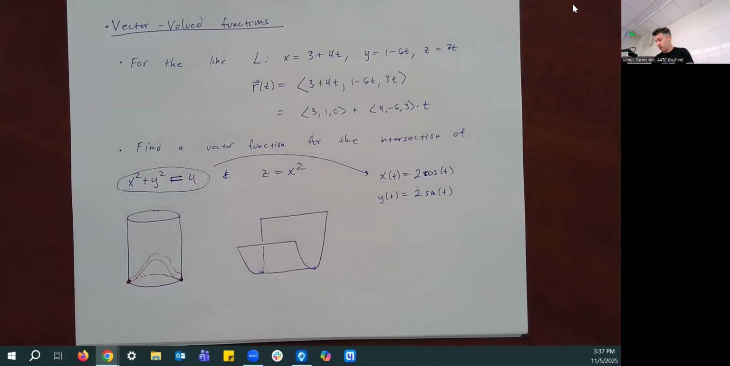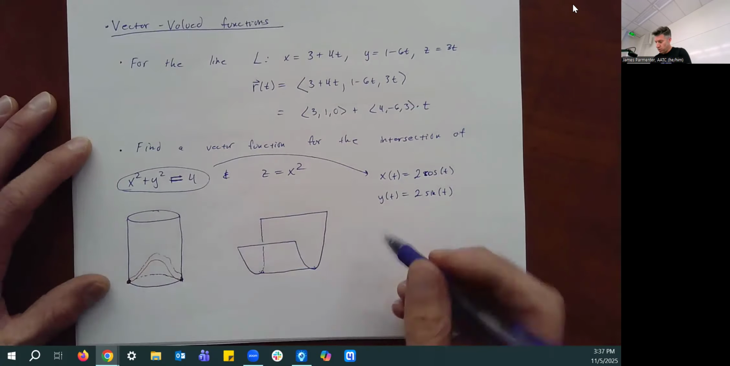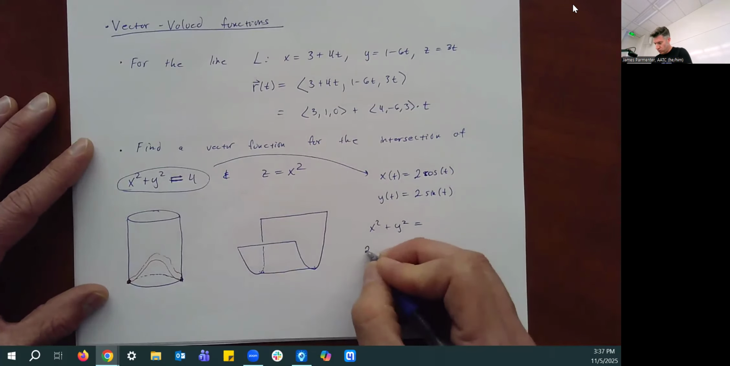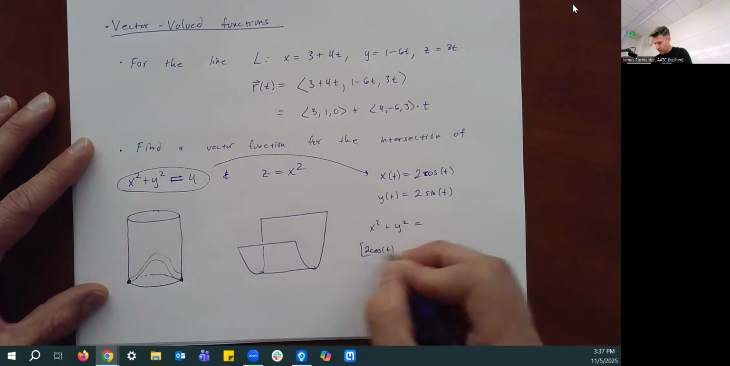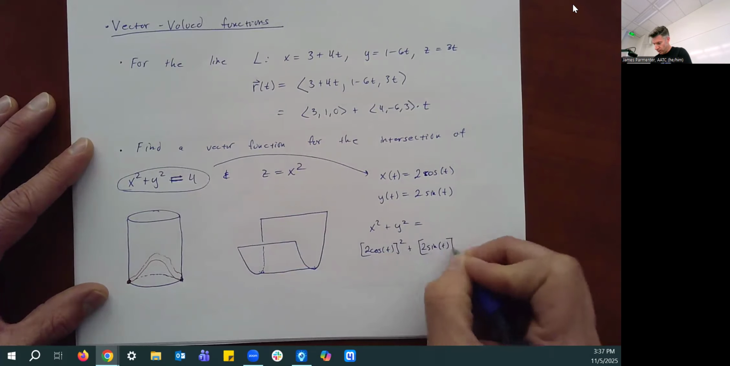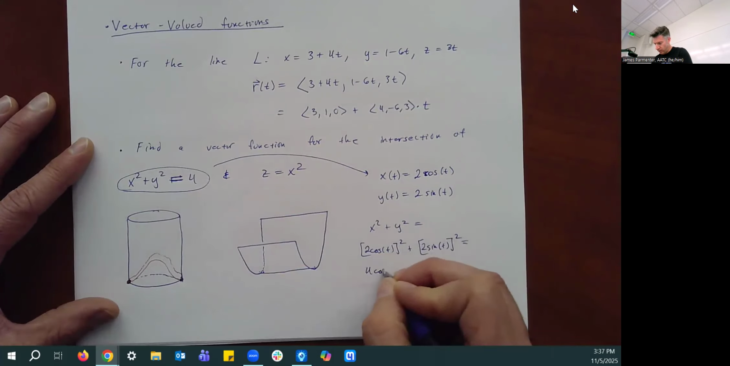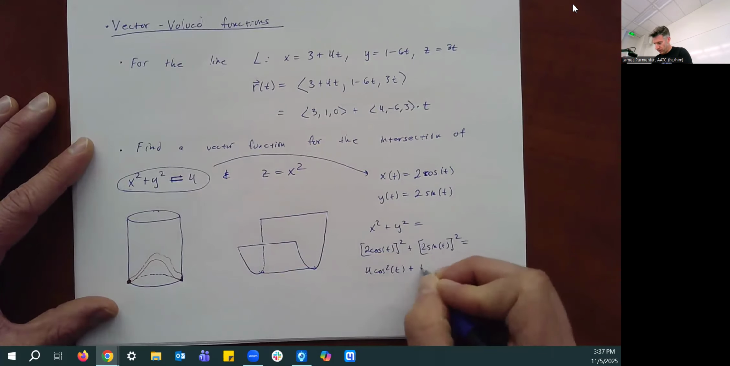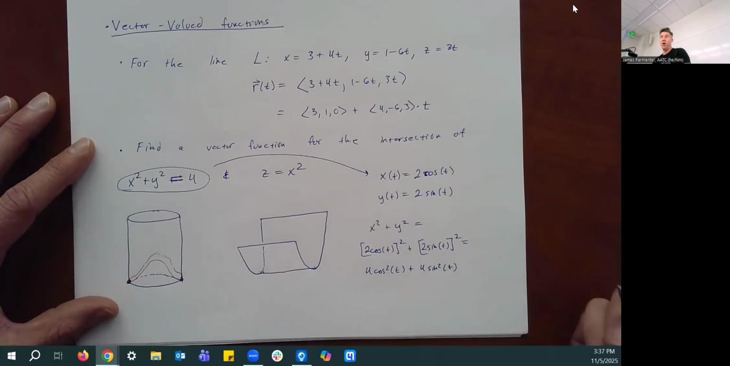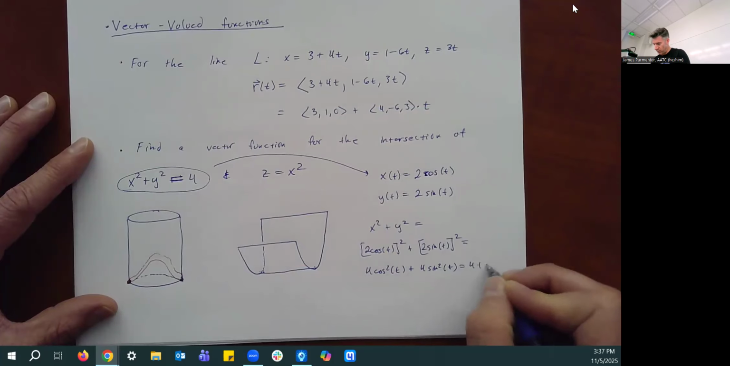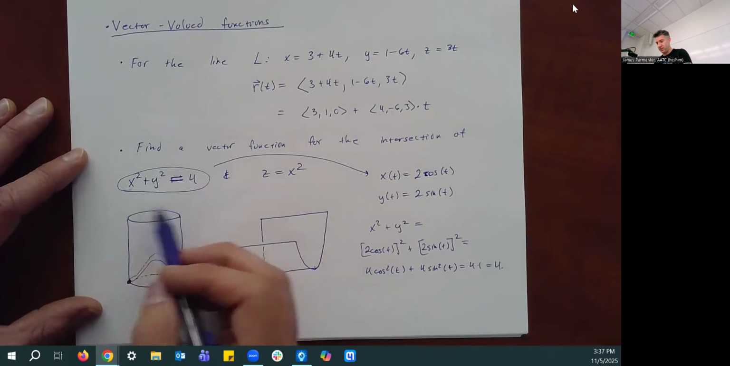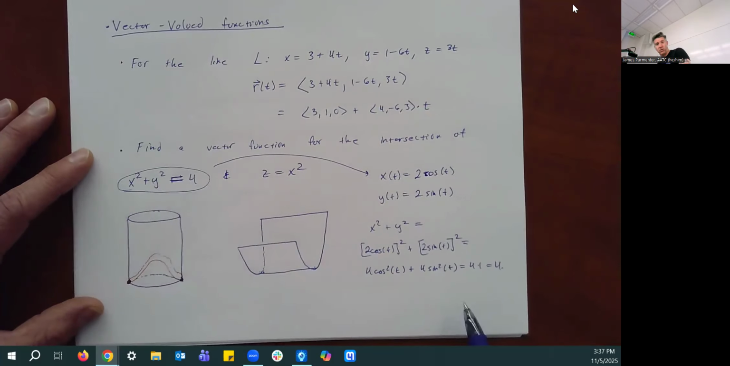And this works because literally if you plug this into that equation, your x squared plus y squared is equal to 2 cosine of t quantity squared plus 2 sine of t quantity squared, which is just 4 cosine squared t plus 4 sine squared t. And factoring out the 4, you get cosine squared plus sine squared, which is 1. So you get 4 times 1, which is 4. So this solves this equation, but now we're writing it parametrically.